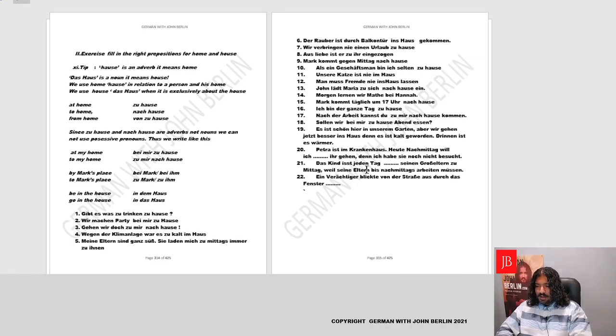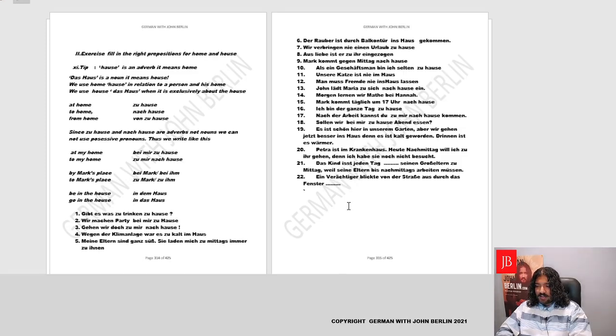Petra ist im Krankenhaus. Heute Nachmittag will ich dash ihr gehen, denn ich habe sie noch nicht besucht. Petra is in the hospital. Today afternoon I want to go to her place because I have still not visited her. Now to her place would be like to Mark's place, to Petra's place would be zu ihr, to her place. Yes? Okay, zu ihr, wherever she is, she's in the Krankenhaus, so to her place in the hospital.